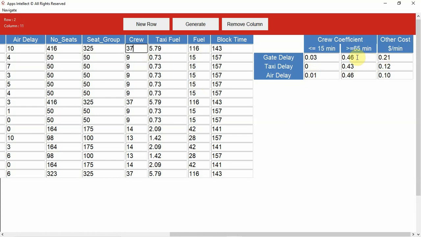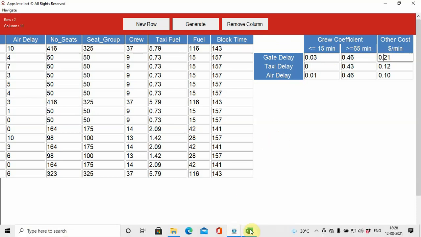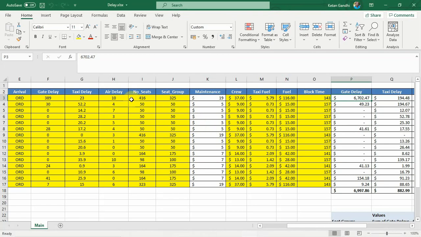Similarly, it will also have the other case, where the delay is greater than or equal to 65 for the gate delay we are looking at. The crew coefficient is 0.46 times the crew cost, that is this 37, and then plus $2.1 per minute. So this is the way gate delay calculation is done. We'll see the figures. This is the highest, I think, a delay of over 389 minutes. But others you can see 30 minutes delay, or gate delay of 28 minutes, 24 minutes, 41.7. We're just looking at the gate delay, then we'll look at the taxi delay.